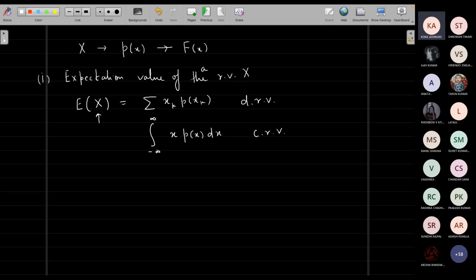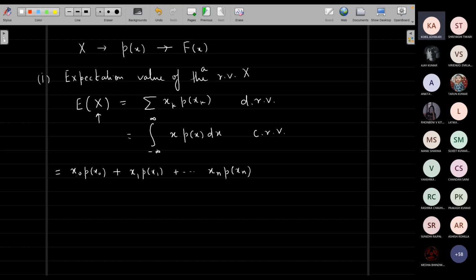Depending on whether it is a discrete or a continuous random variable, you will have, of course, the corresponding expression. Now, please see, if I just look at the first expression, the summation one, what does this mean? Let's say there exist values x0 with probability p(x0), then x1 with probability p(x1), and so on and so forth. What kind of quantity is this? If you are an experimentalist, what kind of quantity is it?